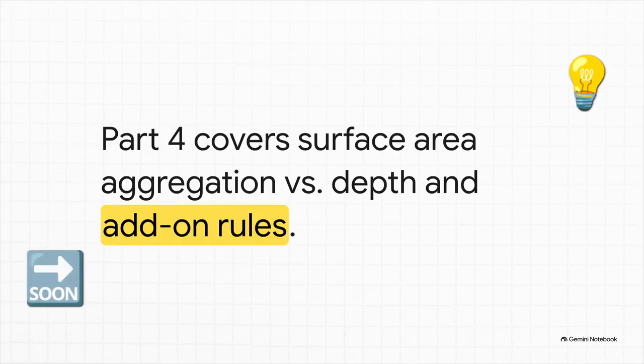And that wraps up our dive into depth-based coding. But what happens when a patient has multiple wounds of varying depths, and you have to combine surface areas? Yeah, it's like a giant puzzle and it gets tricky fast. Join me next time as we tackle complex surface area calculations and the specific rules for those add-on codes in Part 4.